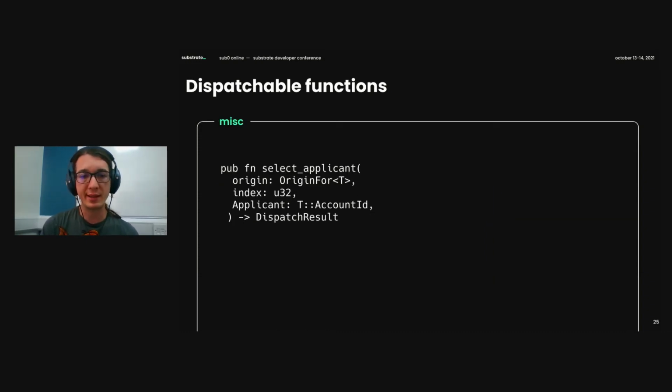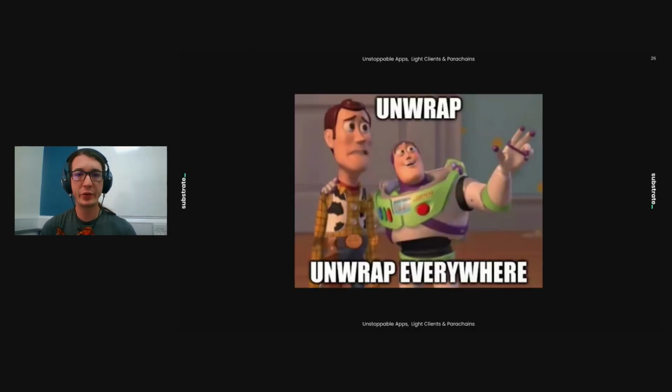And lastly, we have a select applicant function. This allows an author of an ad to select an identity that it wants to fulfill the ad. So select takes in an index, which is going to be the ad index, and an applicant, which is an account ID.